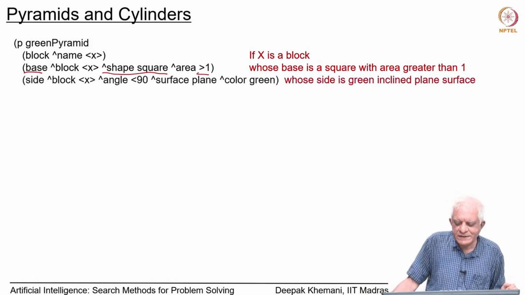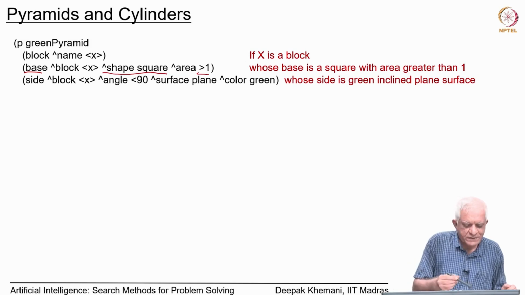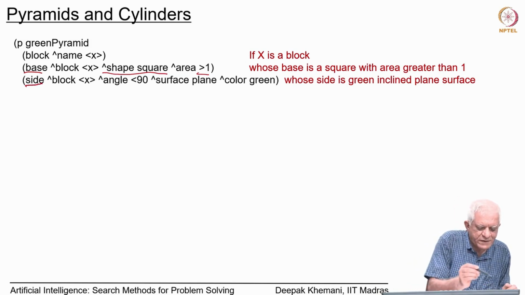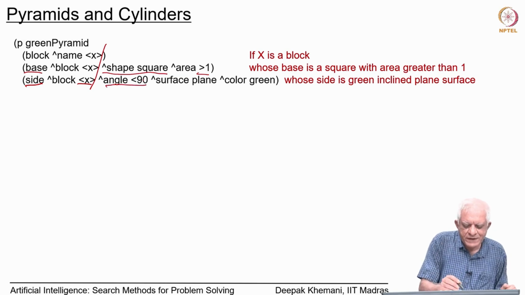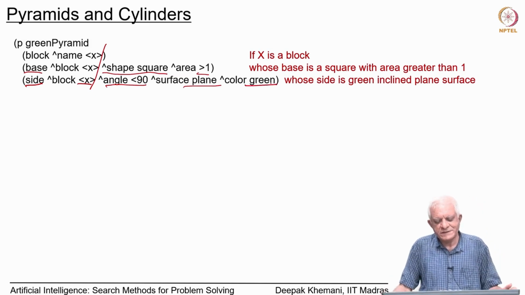Whose side is a green inclined plane surface. So, we are talking about the side of block X. Again, remember X is a variable and we are talking about the same block all the time. The side is at an angle which is not vertical, less than 90. It is a planar surface, which means it is not curved, and it has a color which is green essentially.